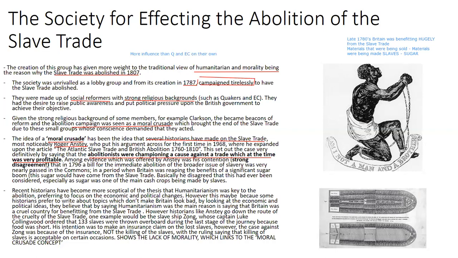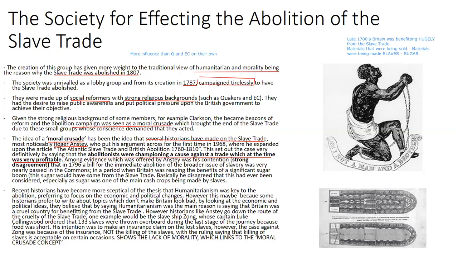Because in 1796, Britain was still reaping the rewards of slavery. Britain was benefiting hugely. So the argument is that this historian is saying without groups such as the Society for Effecting the Abolition of the Slave Trade, it may never have fully been abolished. Okay? There's no way that he's arguing that politics was the main reason, because he thinks that a lot of politicians actually benefited from this. So without these humanitarian groups, the whole concept of the slave trade being abolished might never have occurred.